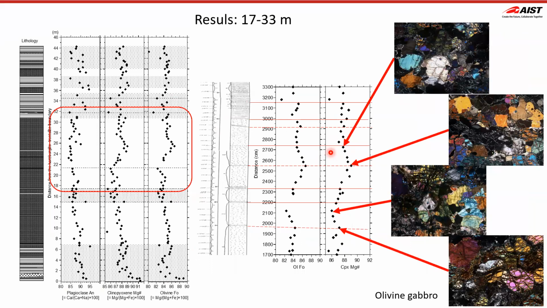The interesting interval is this wavy compositional variation. Lithological difference is not significant also, but the magnesium portion corresponds to the olivine-rich part within the single layer. This magnesium portion is this olivine-rich layer. Large compositional gaps also correspond to layer boundaries.